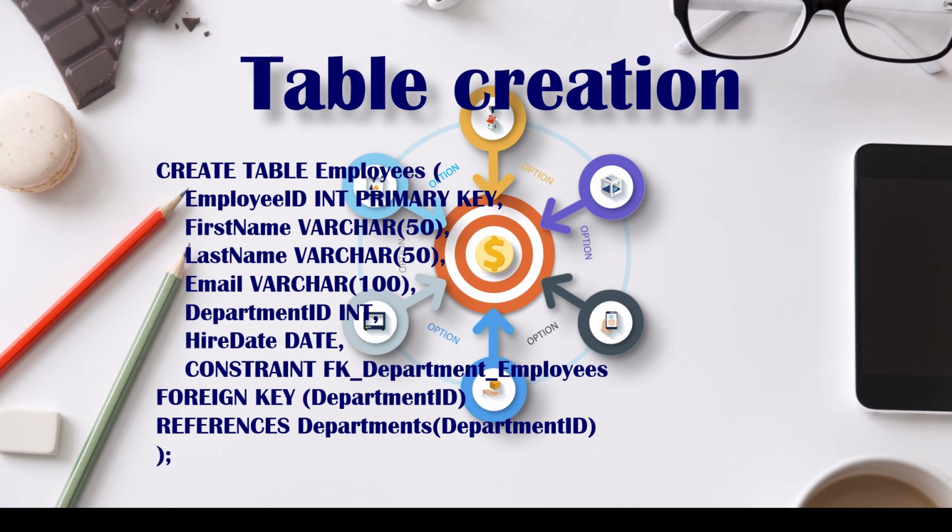Create table employees. Employee ID int primary key. First name varchar 50. Last name varchar 50. Email varchar 100. Department ID int. Hire date. Constraint FK department employees foreign key department ID references departments department ID.